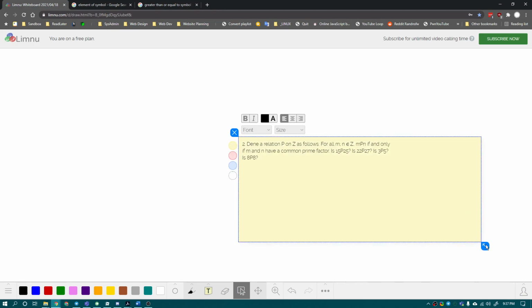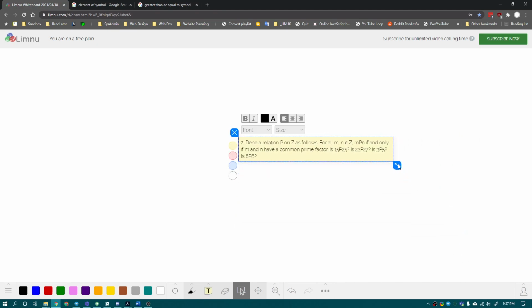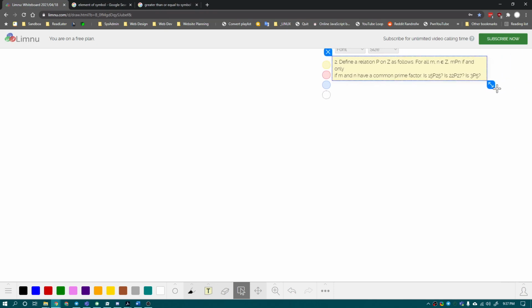Okay. This one's a little bit more challenging, but the technique remains the same. So this is supposed to be defined. Okay. So define a relation P on the integers as follows. For all M and N in the integers, M is related to N through P if and only if M and N have a common prime factor.